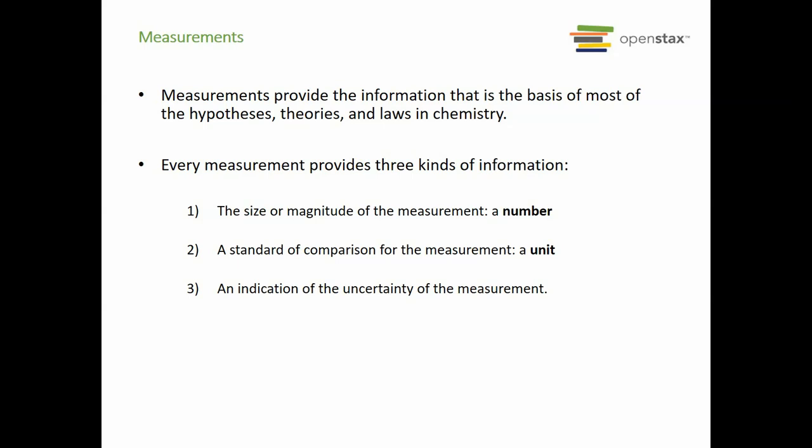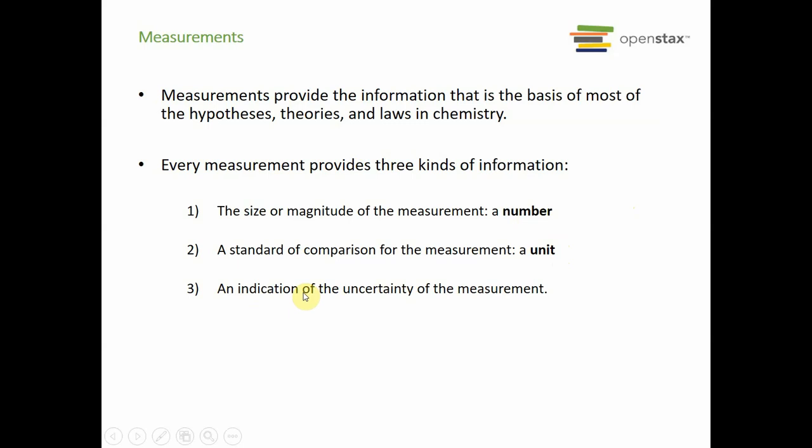Every measurement provides three kinds of information: the size or magnitude of the measurement, a number; a standard of comparison for the measurement, a unit; and an indication of the uncertainty of the measurement. Now, you don't have that under normal circumstances. You talk about weighing 120 pounds. So there's your 120 is the number and pounds is the unit. But you don't say plus or minus 2 or 3 pounds. But the best numbers have an indication of uncertainty.